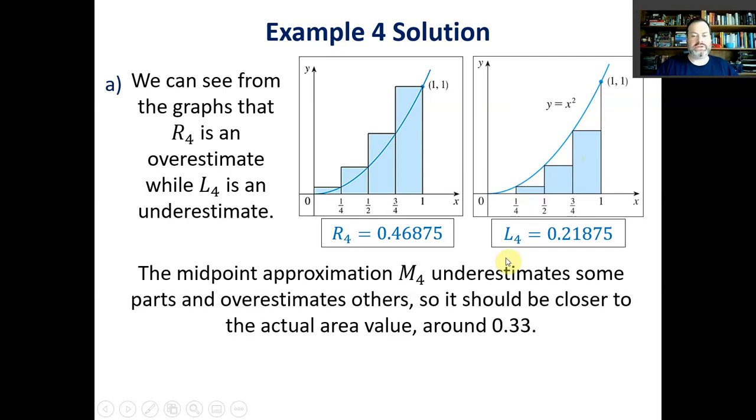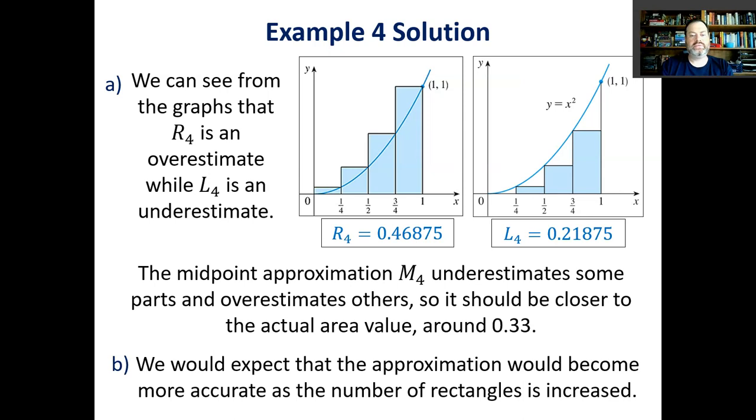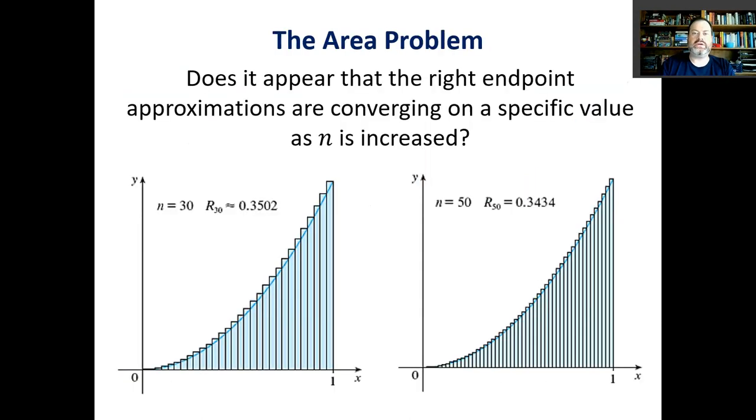But the midpoint approximation was between those two numbers, right? Because the midpoint approximation underestimates some parts and overestimates others, right? Because if it's a midpoint, the function cuts through the center, so it's going to underestimate part and overestimate parts. So the midpoint approximation should be the best approximation, and should be around 0.33. I just rounded it to 2 decimal places. And we would expect the approximation to become more accurate as the number of rectangles is increased. So that's what we're going to talk about next, what happens as we start increasing the number of rectangles.